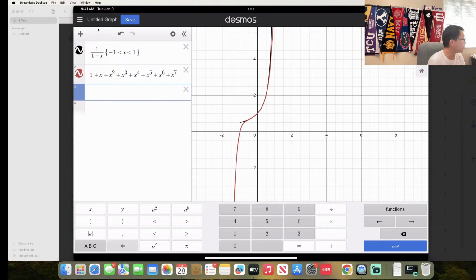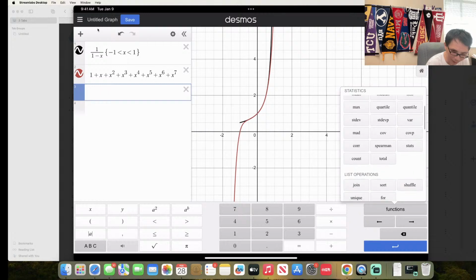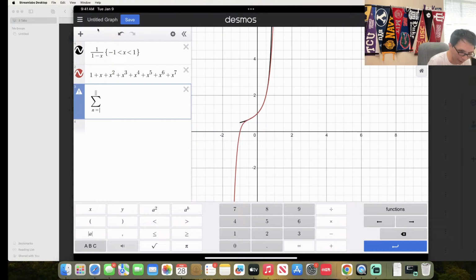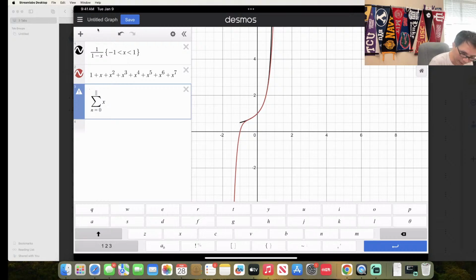Okay, and matter of fact, I think Anthony told me I can do this with a summation, right? We can do a representation, n equal to 0 up to whatever, and the function is going to be what? x to the n, like this? Yeah, x to the n. N is like this, okay.